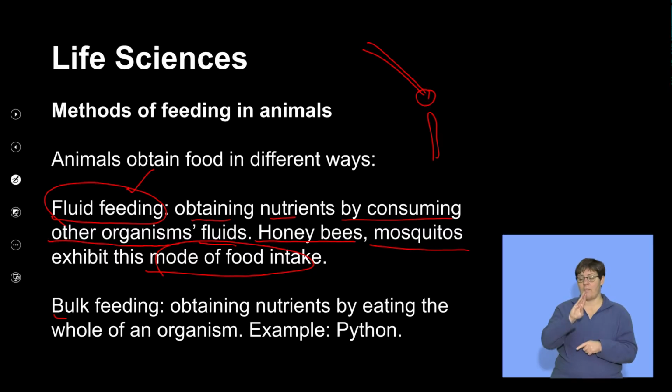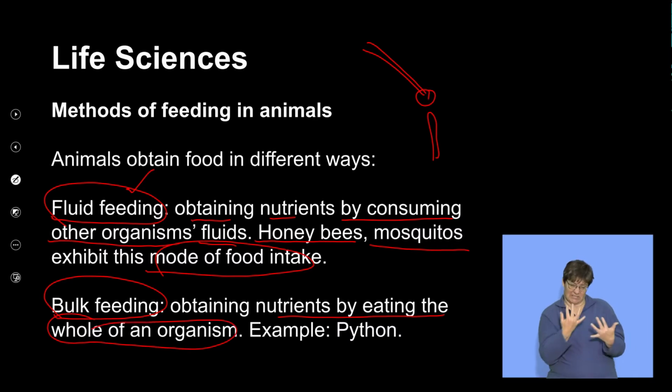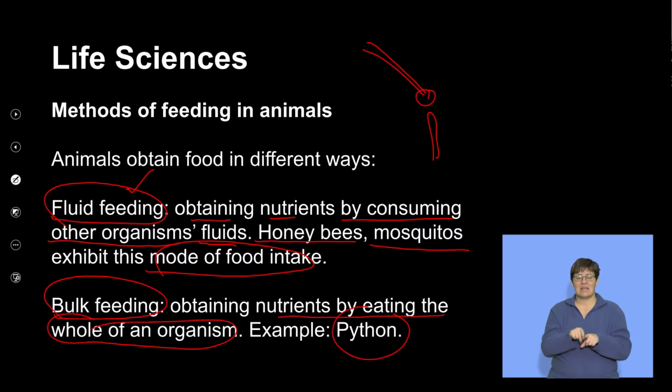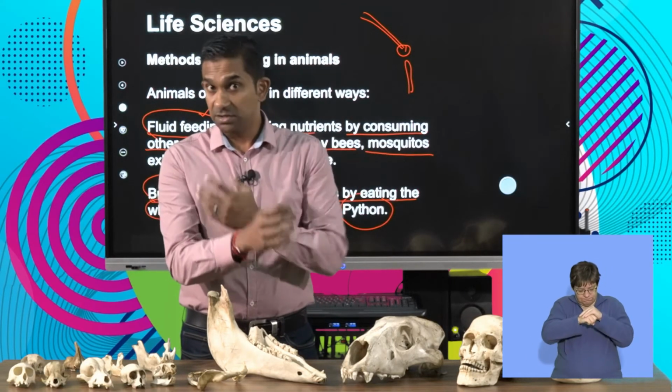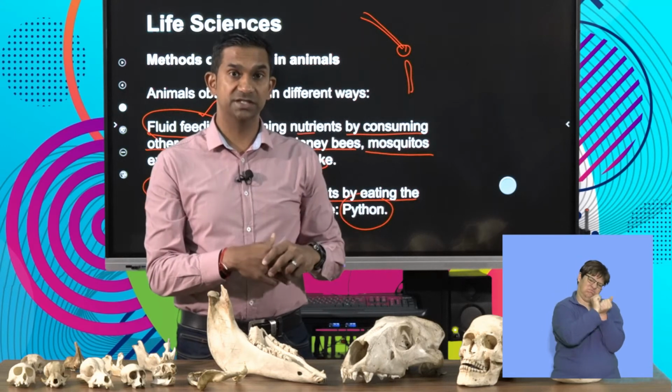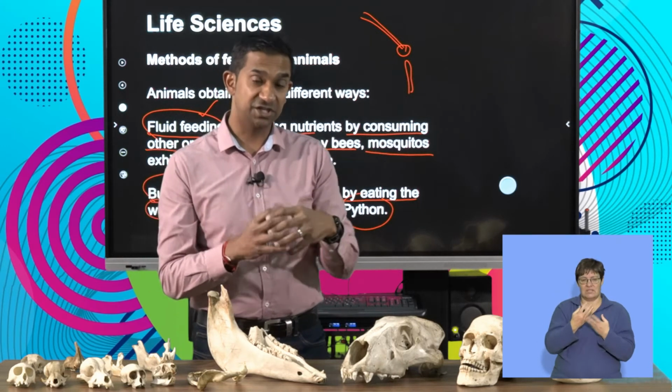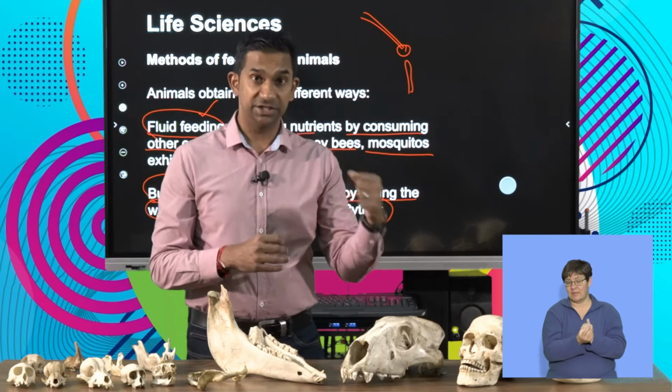We also know that they are bulk feeding. These obtain nutrients by eating a whole organism. And we know that this is typically seen in some pythons, where they engulf larger prey, swallow them up, crush them up by twisting their bodies, and then the process of digestion, assimilation, and egestion occur.